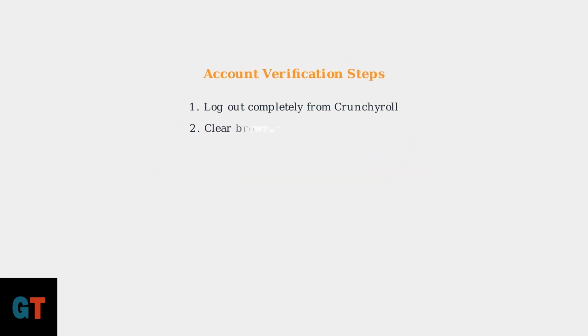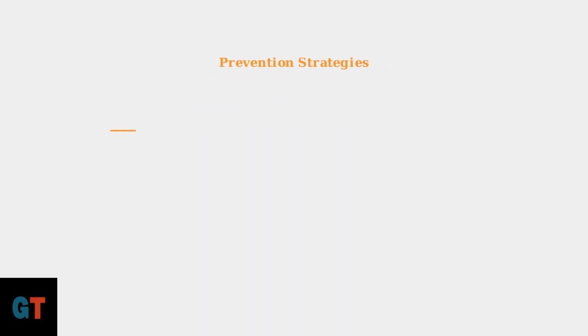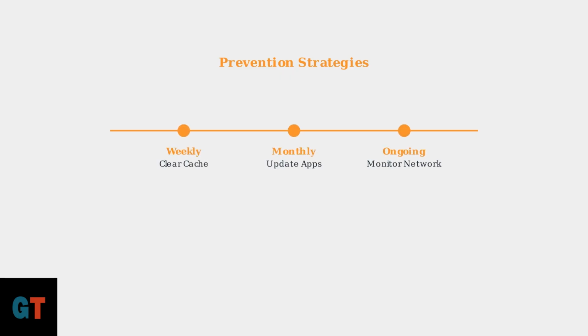Account-related issues cause about 10% of P-3 errors. Follow these verification steps. Log out completely, clear your cache, log back in, verify your subscription is active, and check for any regional restrictions on your content. Prevention is key to avoiding future P-3 errors. Follow this maintenance schedule. Clear your cache weekly, update apps and browsers monthly, and continuously monitor your network stability and Crunchyroll's social media for maintenance announcements.